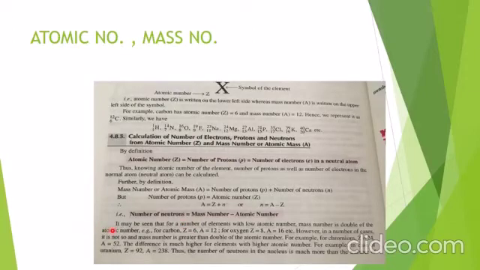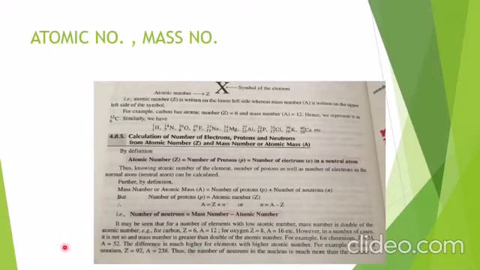It may be seen that for a number of elements with low atomic number, mass number is double the atomic number. That is carbon. Carbon atomic number is 6 and mass number is 12. Oxygen atomic number is 8, mass number is 16. However, in a number of cases it is not so and mass number is greater than double the atomic number. For example, chromium has atomic number 24 and mass number 52.